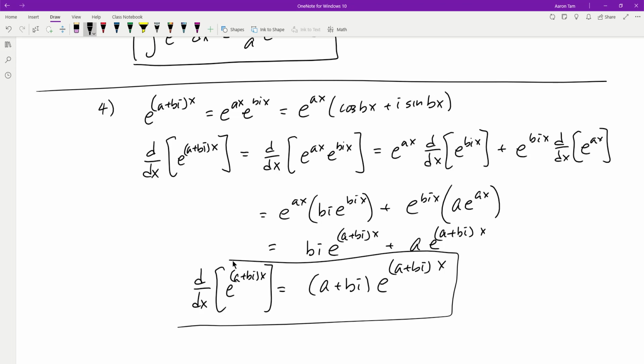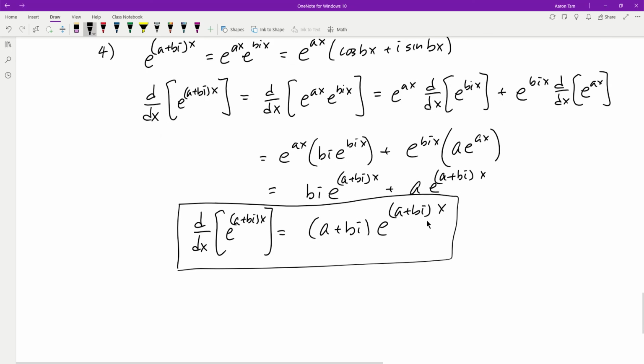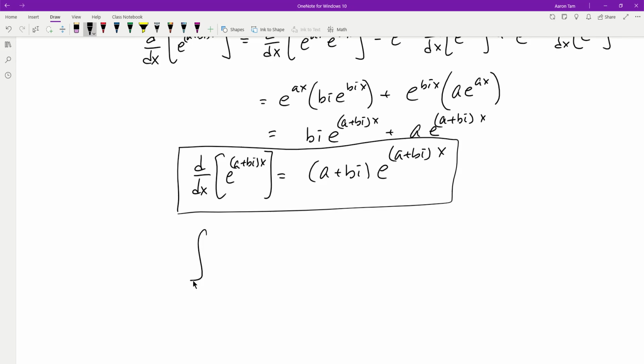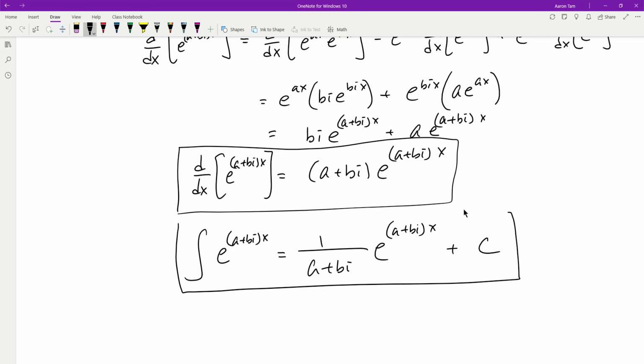And once again, it followed the same formula that we established. And so the last thing I want to write down is this. What happens if you integrate e to the (a plus bi)x? Well, it follows the same exact rule. That becomes 1 over (a plus bi) e to the (a plus bi)x plus some constant c. And of course, in this case, the constant c could be complex also.